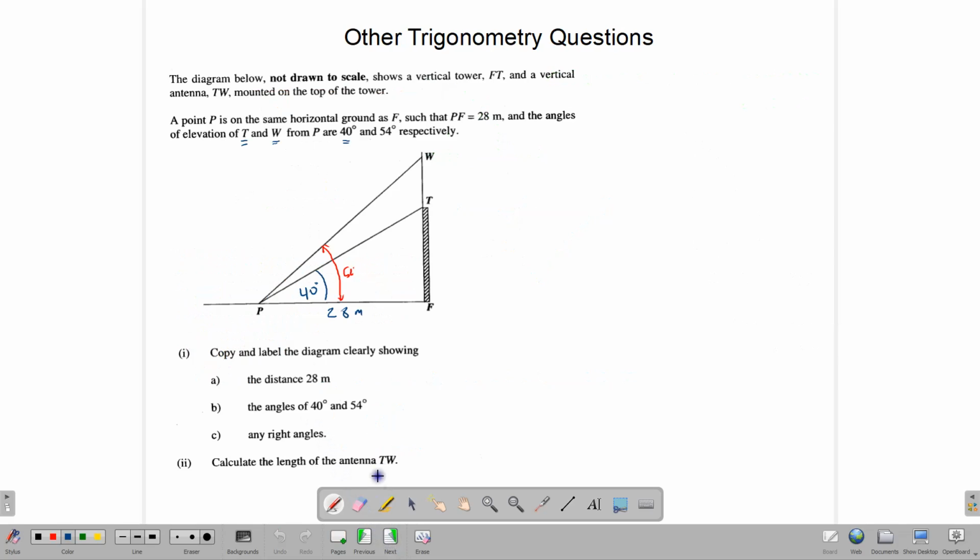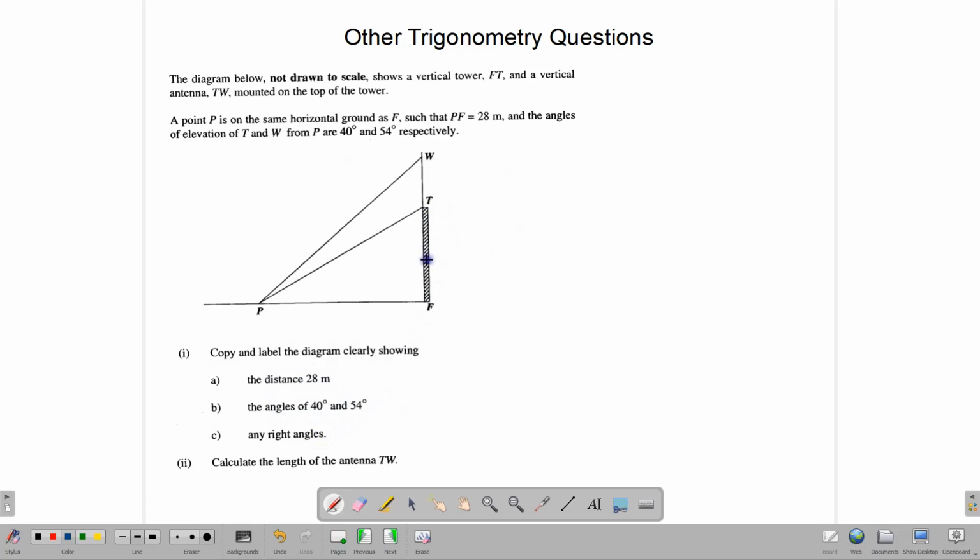The next question has to do with this diagram. Notice that we have some information in there. We have a point, we have a tower FT, and there's an antenna on the top of the tower, mounted on top of the tower, and we have some information to put into the diagram. So the question says copy and label the diagram showing this information here, distance, angles, and the right angles.